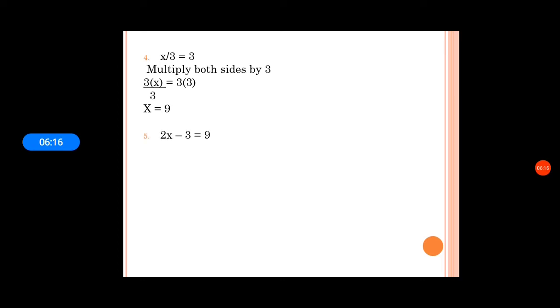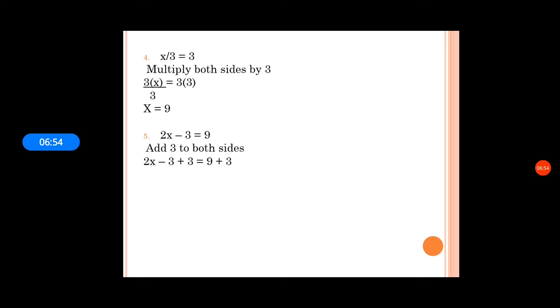Let's go to solve the last one. Here we have 2x minus 3 equals 9. This is somewhat different from the ones we have been solving, because the variable has a constant beside it, and we also have a number, minus 3 and 9. So we're going to do them one after the other. The first thing is to get rid of this constant. We are going to add 3 to both sides. So we have 2x minus 3 plus 3 equals 9 plus 3.